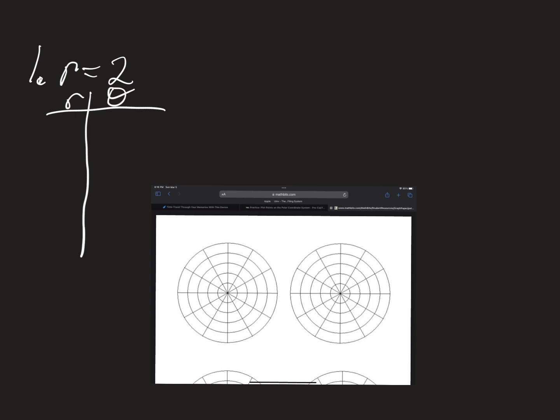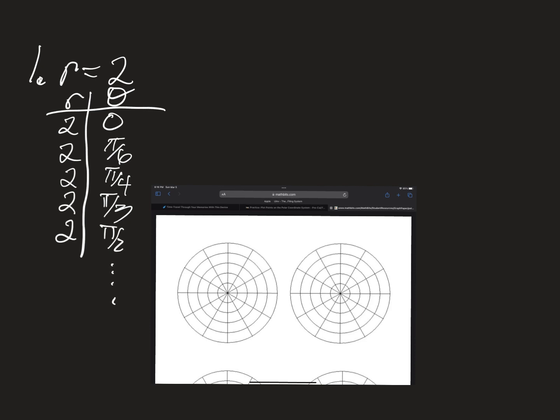Now, in this case, r is equal to 2. So no matter what I put in for theta, r is 2. If theta is 0, pi over 6, pi over 4, pi over 3, pi over 2, etc. No matter what angle I have, I always have 2. And so let's go through this really quickly on the graph.